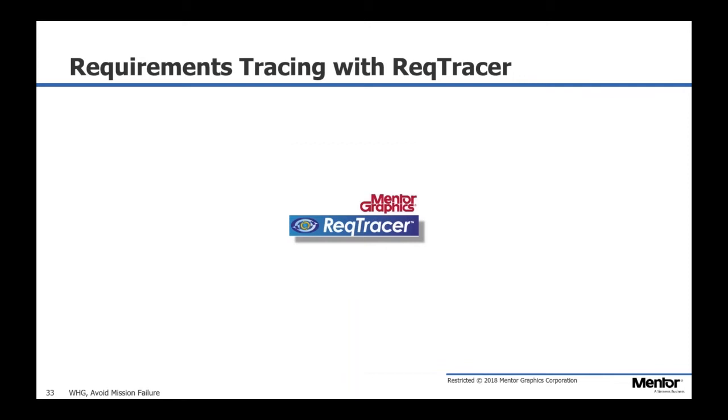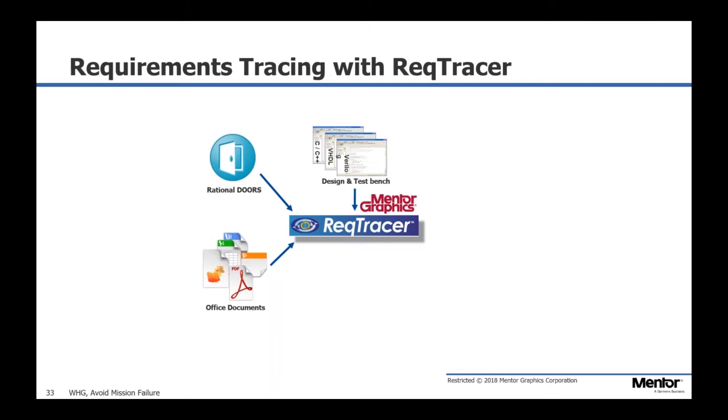ReqTracer becomes the hub to connect all of these different systems. In this case, we had DOORS as our high-level requirements. We can bring in our Word documents, our Excel spreadsheets, our PDF documents, whatever. ReqTracer will process those documents and create the linkage back to our requirements database. It will process my RTL code and my test bench code and create those linkages.